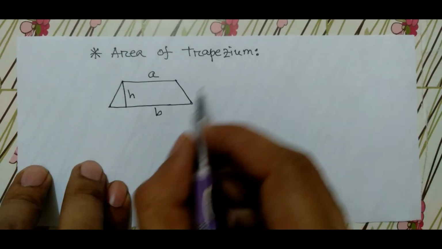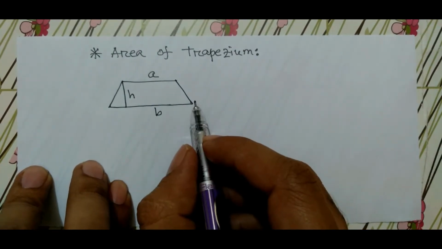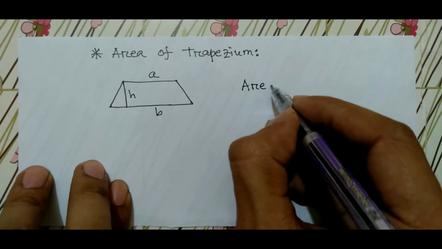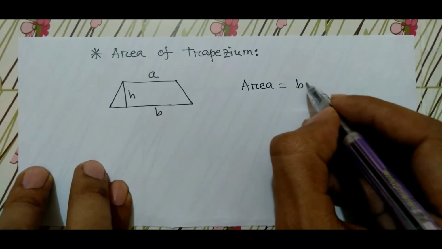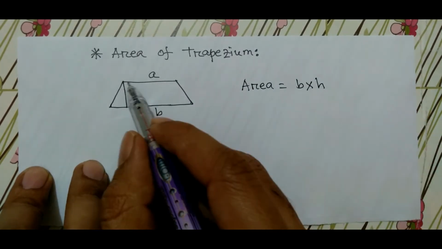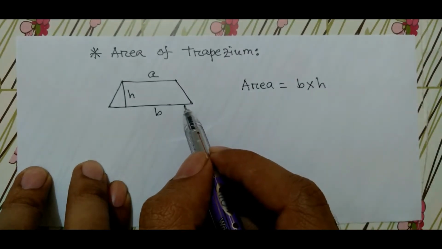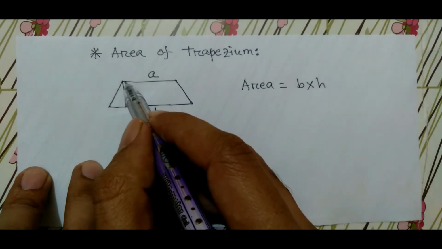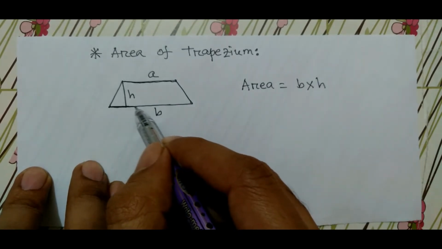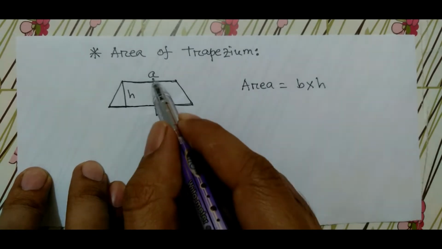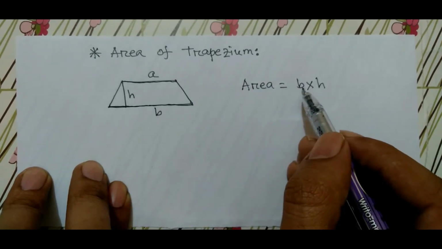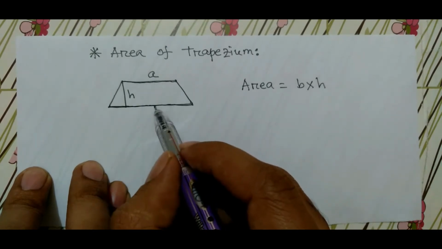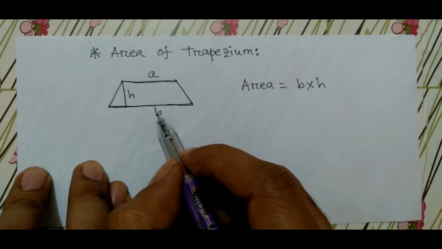Now we will find the area of trapezium from the area of parallelogram. What is the area of parallelogram? Area of parallelogram is base multiplied by height. Now if we look at the trapezium very carefully, then we will see that there are two different bases. One is A and another one is B. So which base will we use as our desired base, A or B?